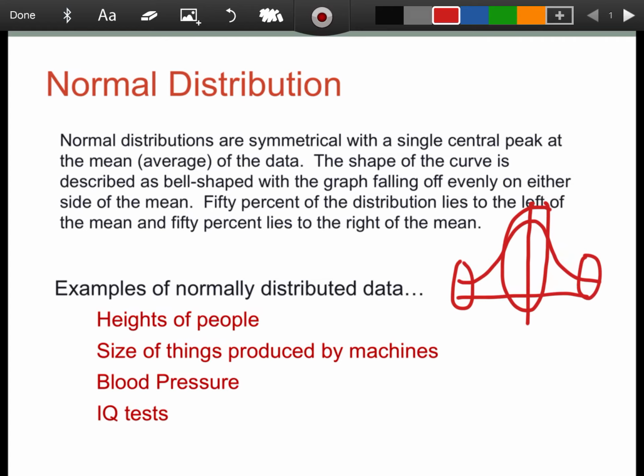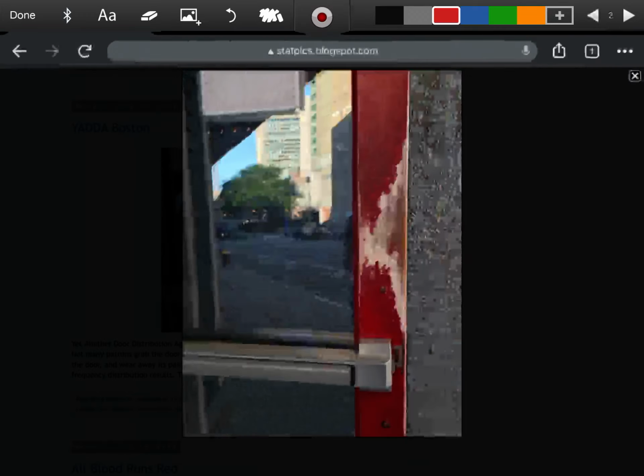Size of things produced by machines. Machines will always produce things that are really close to what they should be, but just depending on how the machine is set up or the humidity in the day or the material that is being used, there are lots of factors that go into it. Sometimes it's going to make things that aren't quite right, but most of the time it will. Blood pressure and IQ tests. We'll talk about IQ tests here in a second.